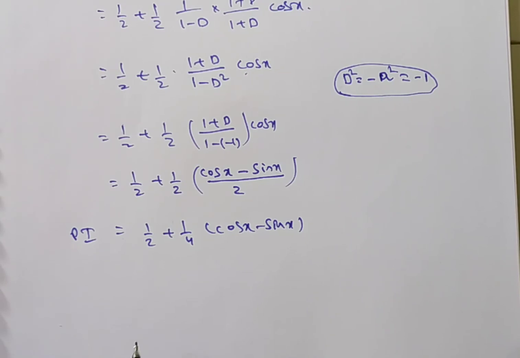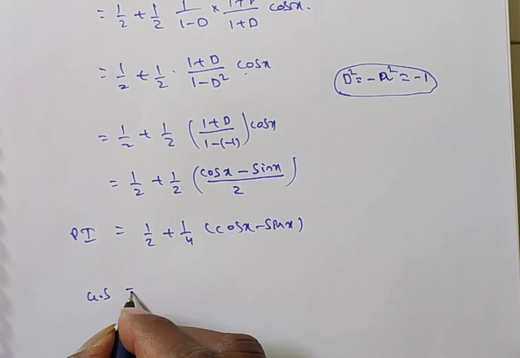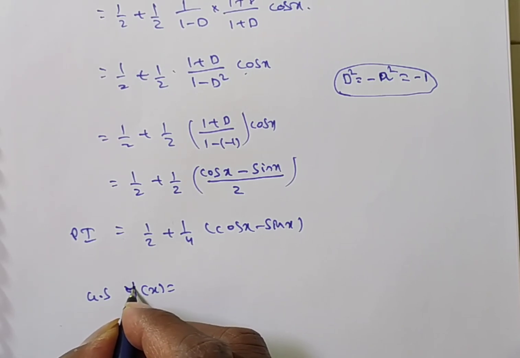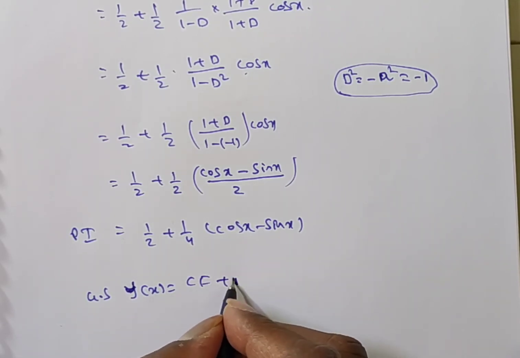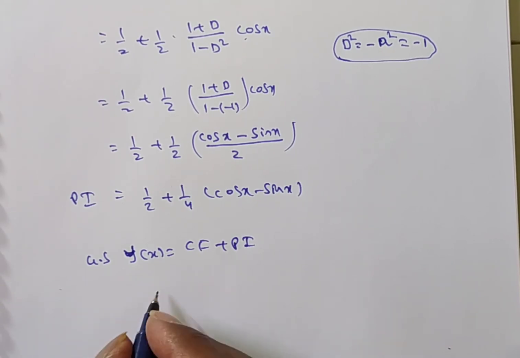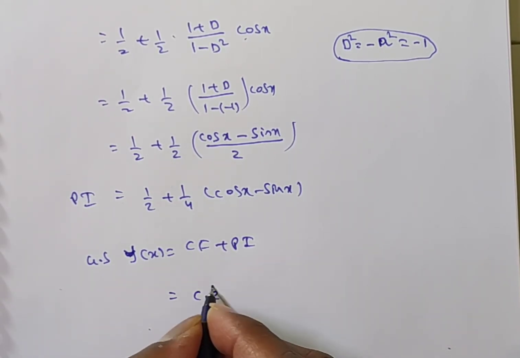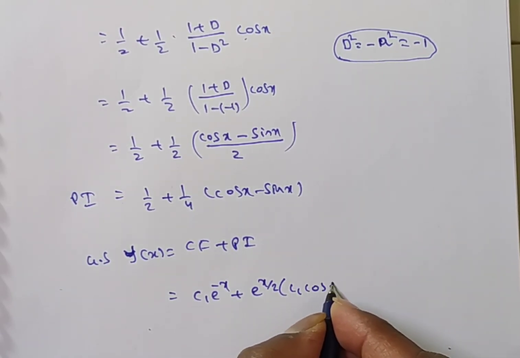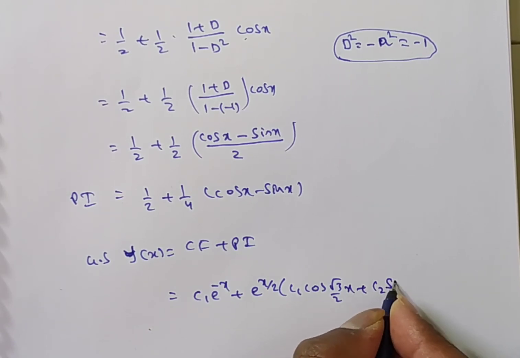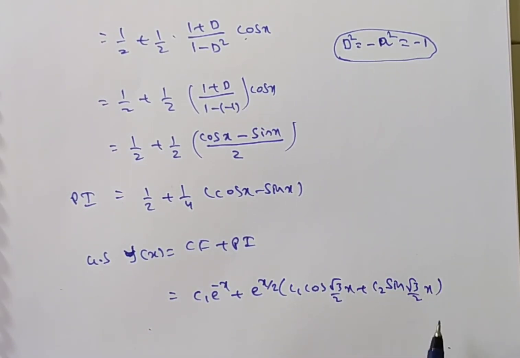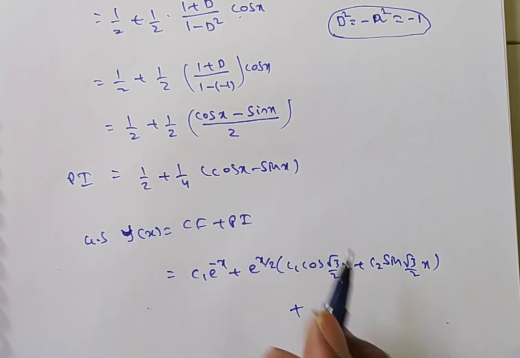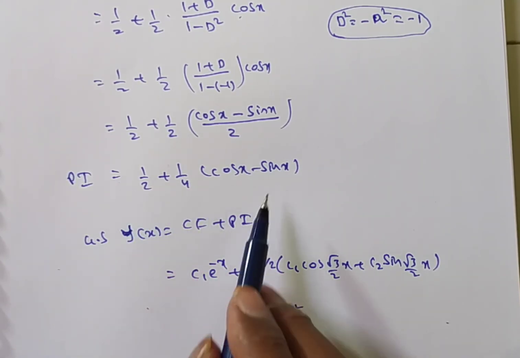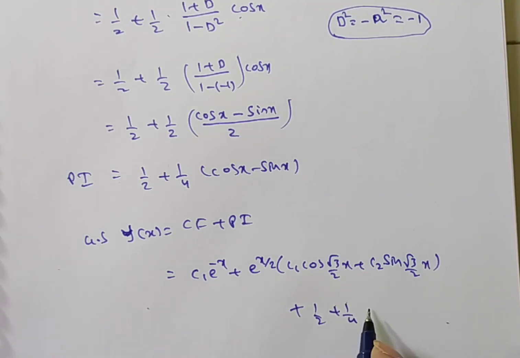Right. Now the general solution. The general solution is what we have? y of x is equal to complementary function plus particular integral. The complementary function is, we have c1 e power minus x plus e to the power of x by 2 into c2 cos root 3 by 2 x plus c3 sin root 3 by 2 x. Yes or no? Plus what you have, you see here, plus particular integral is 1 by 2 plus 1 by 4 cos x minus sin x. That's it.